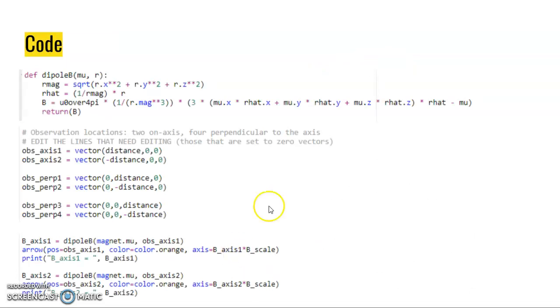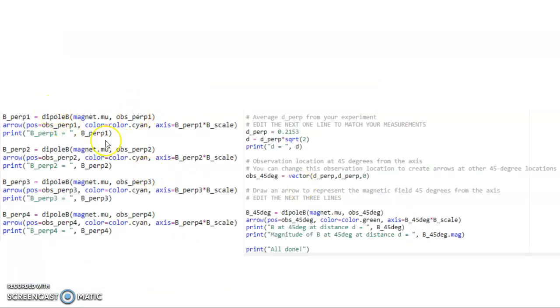So for the code, we have some basics such as the magnetic field function right here. We also have our observable locations, 2 of them on axis, 4 of them perpendicular to the axis. Afterwards, we have the arrows that represent our observable locations. So we have some that are going to be orange, and the next ones are going to be cyan. Lastly, we need to draw an arrow for the perpendicular and the observable location 45 degrees away from the origin, and that's what we have here.